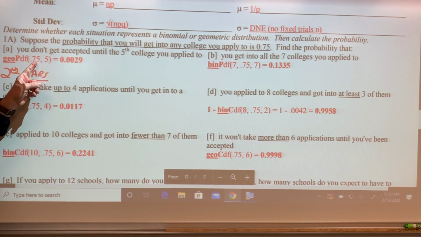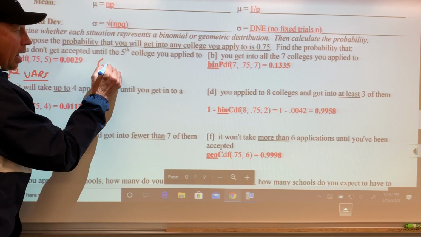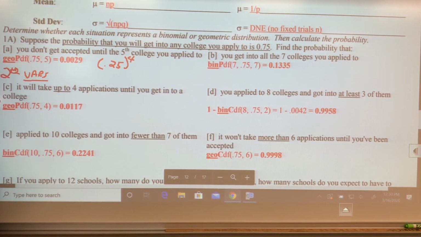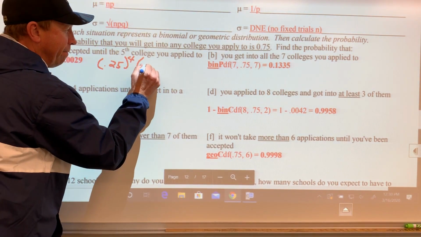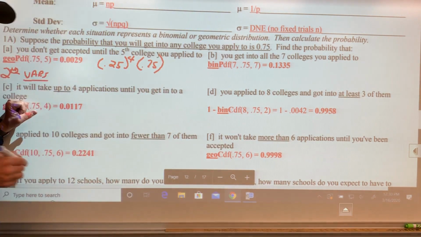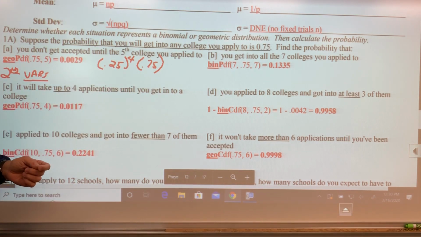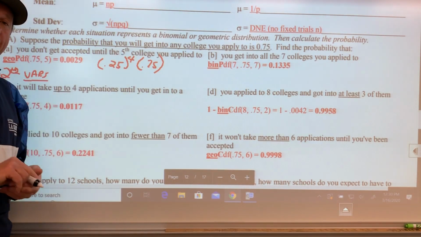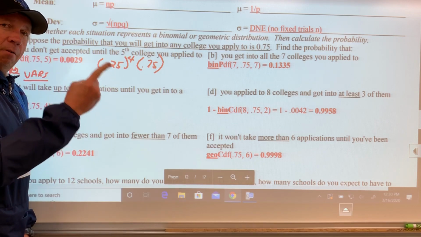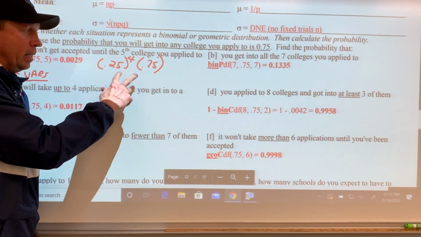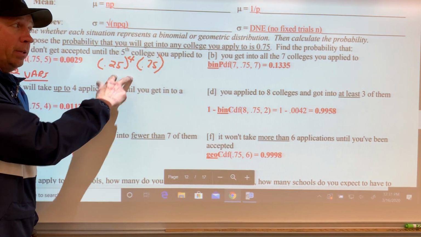Another way of doing this, which is actually quicker, is to say you failed 4 times in a row and then you finally succeeded. That's actually the faster way to calculate this problem. Because if you got accepted on your 5th try, that means you failed 4 times, and then finally succeeded. So that's actually easier to do on this one.